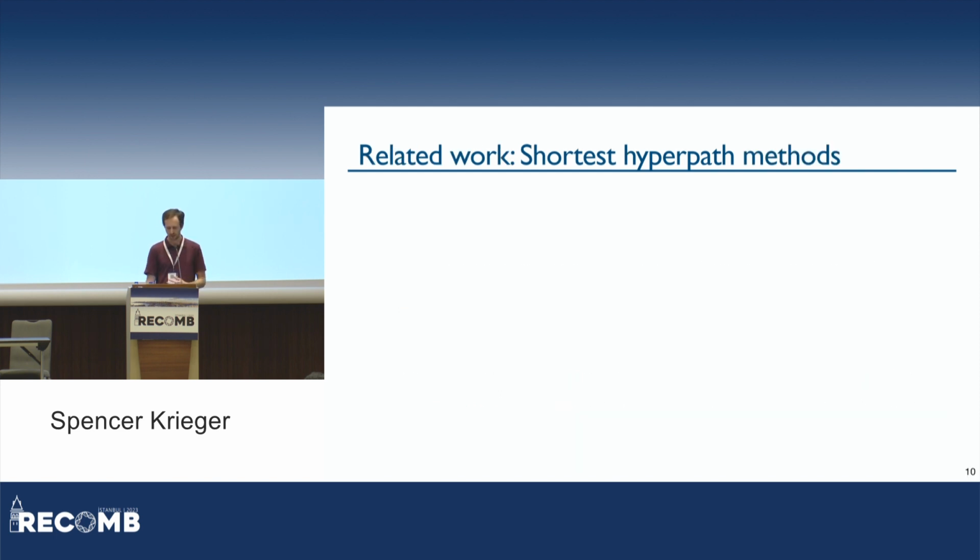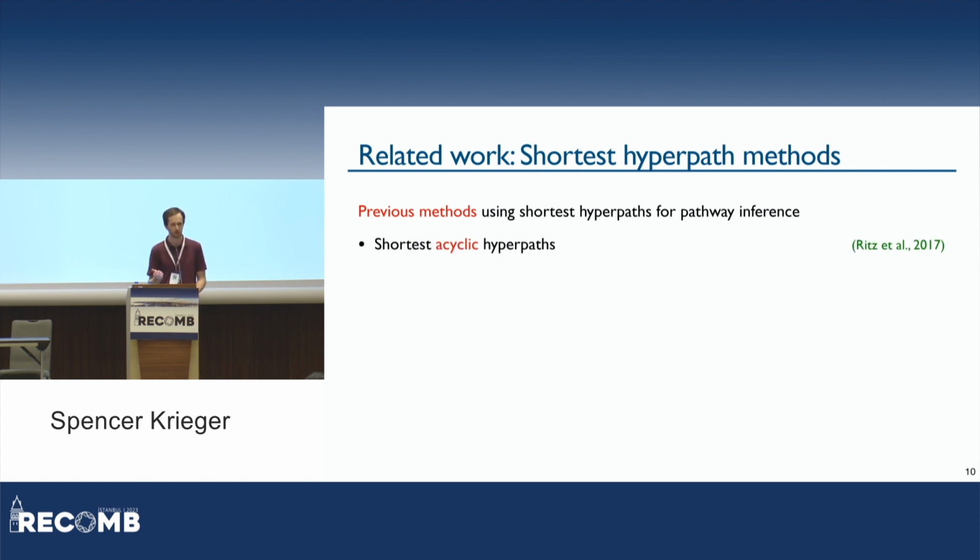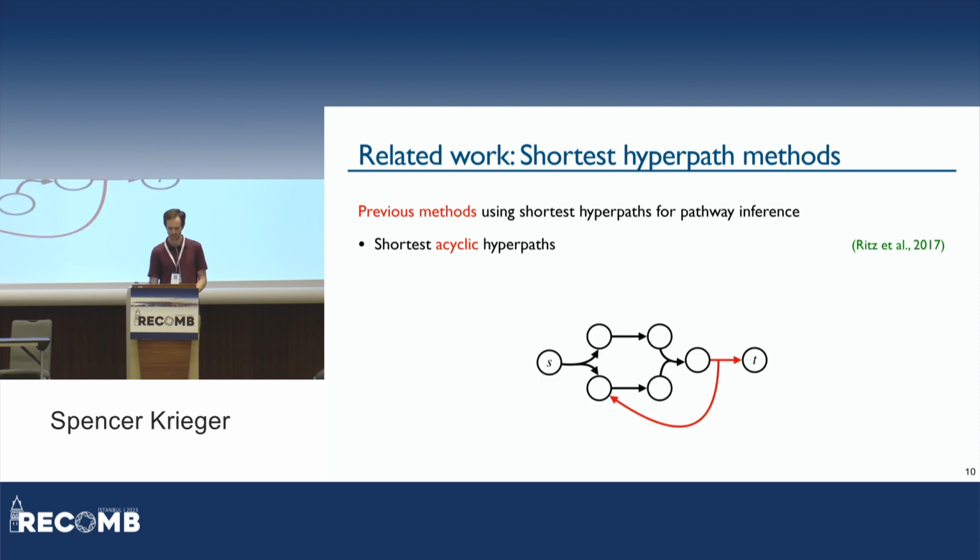So these hyperpath models have been used in pathway inference, although traditionally ordinary graph models have been used since hyperpaths are NP-complete and very difficult to use, so there aren't many algorithms on them. So previous methods, Ritz and Murali in 2017, solved the shortest acyclic hyperpath problem.